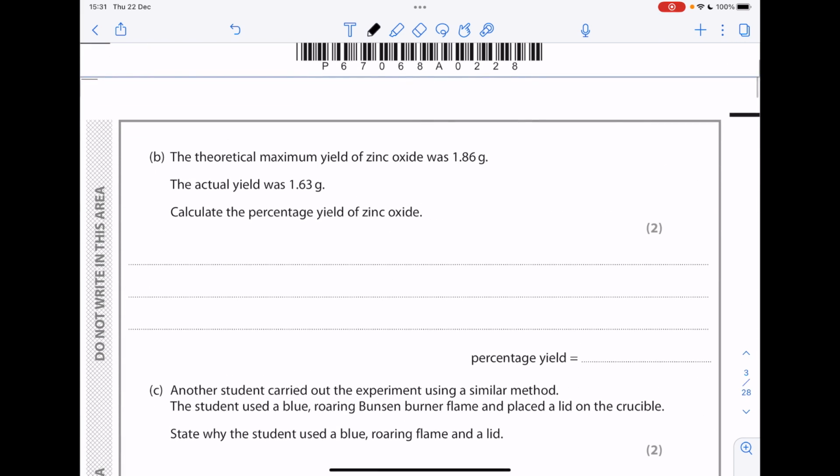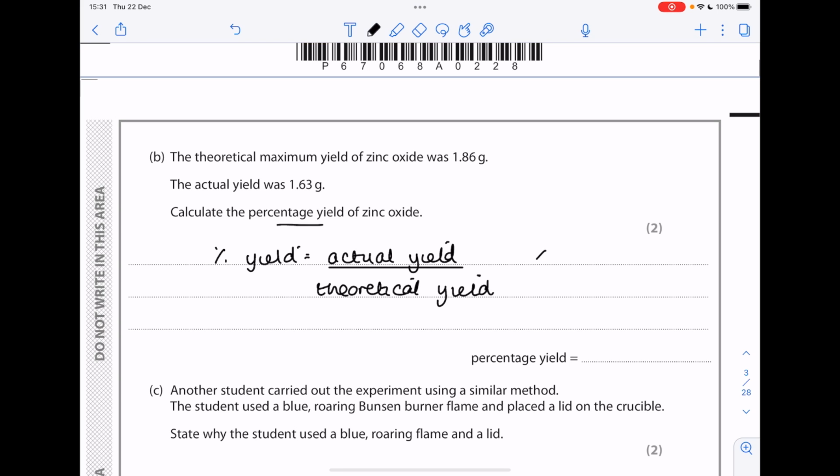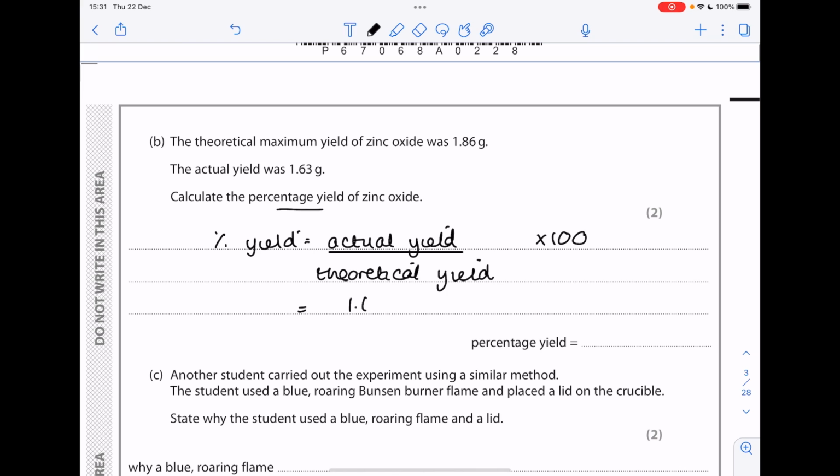The theoretical maximum yield of zinc oxide was 1.86 grams. The actual yield was 1.63. Calculate the percentage yield. So you use this equation. Percentage yield equals actual yield divided by theoretical yield times by 100. Make sure you're substituting everything in the right place. 1.63 divided by 1.86. Multiply that by 100 to get 87.6%.